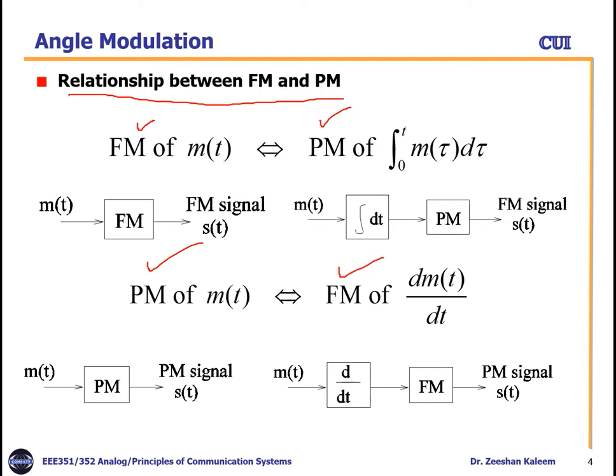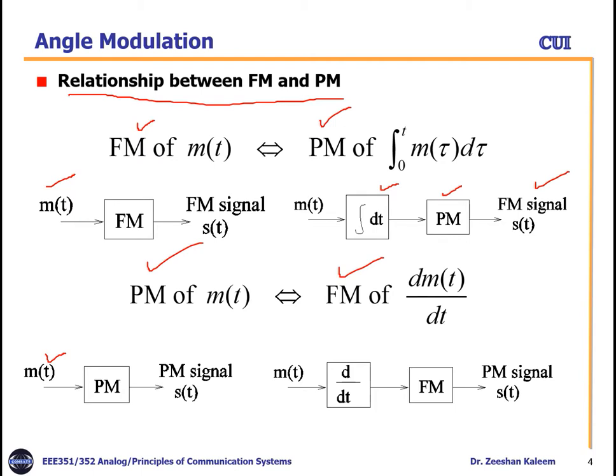Look at this. For example, we need to generate an FM signal. We just pass the message to the FM modulator, and then we get the FM signal. The other way around, if we have a message signal, we integrate this message signal and then pass it to the PM modulator, and then we can get the FM signal as well. So using the PM modulator, we can also generate the FM signal, but the difference is that we need to first integrate the message and then, after passing it to the PM modulator, we get the FM signal. For the case of the PM signal, for example, we have a message signal and a PM modulator.